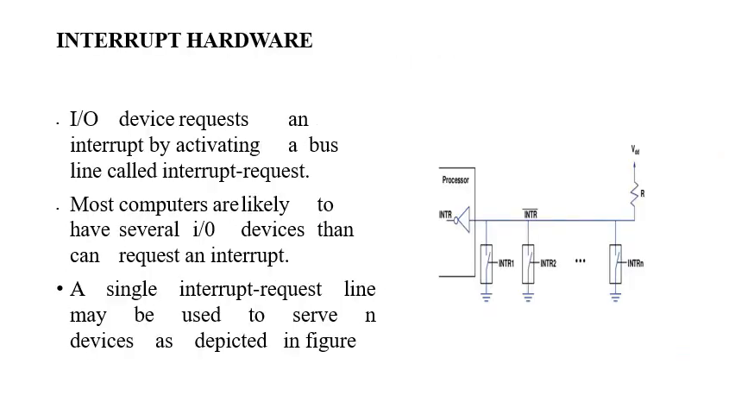The IO devices request an interrupt by activating a bus line called the interrupt request. See, whenever there is a processor which has a single pin, it can serve n interrupt devices. A single pin can process multiple devices using the interrupt. Most computers are likely to have several IO devices that can request an interrupt. A single interrupt request line may be used to serve a device as depicted in the figure. That means there may be n devices that can be processed by a single pin.